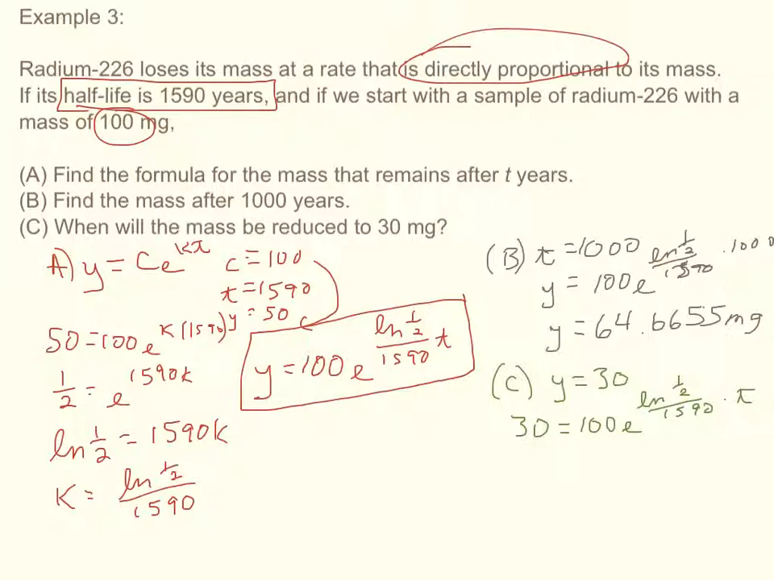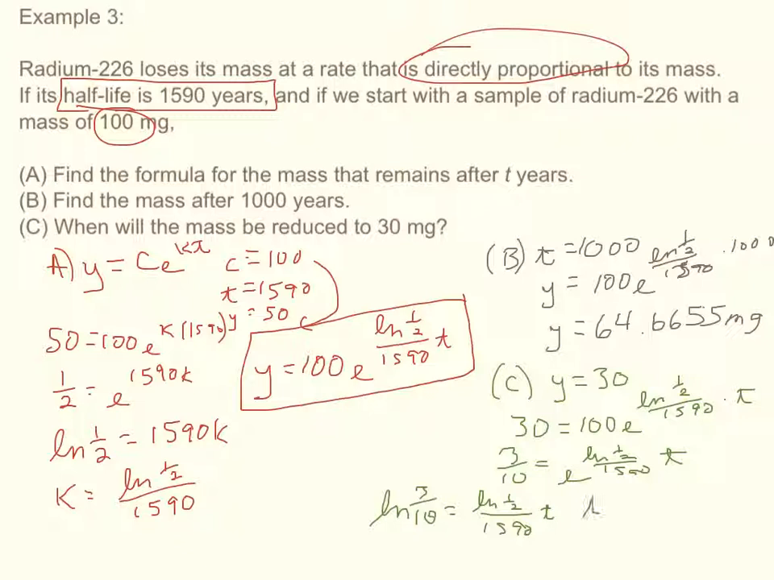So you're going to go ahead and start solving. So we would end up with 3/10 equals e to the ln 1/2 over 1590 t. And now we're going to take the ln of both sides, and this is about to get really gross really fast, but that's okay. So the ln of 3/10 equals the ln of 1/2 over 1590 t.